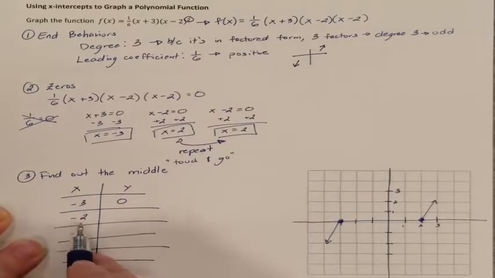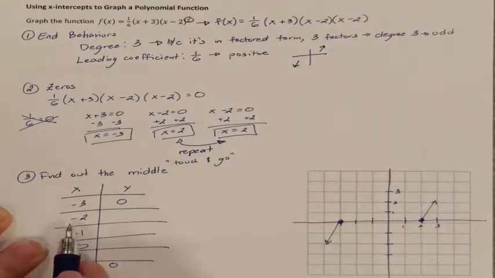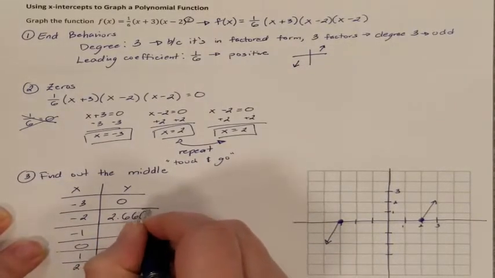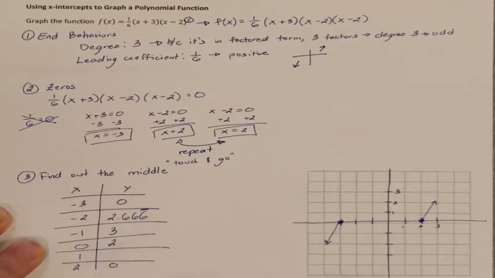So I am going to plug these values into the original f function. When I do that, -2 gives me the answer 2.66666666. -1 gives me the answer of 3. 0 gave me the answer of 2.